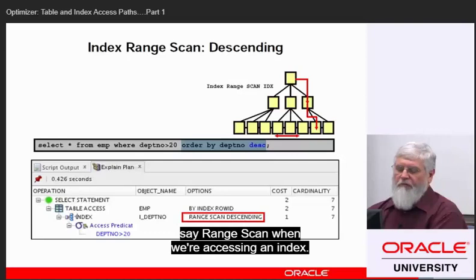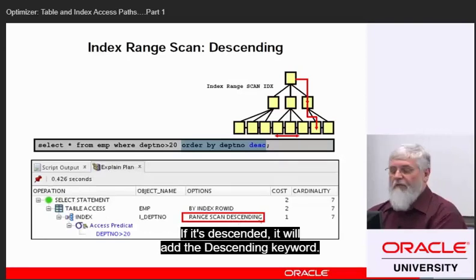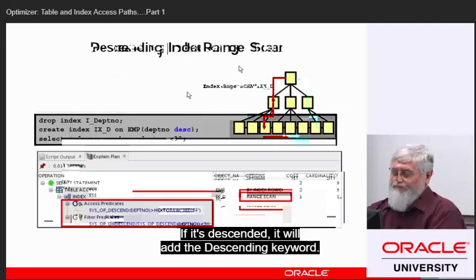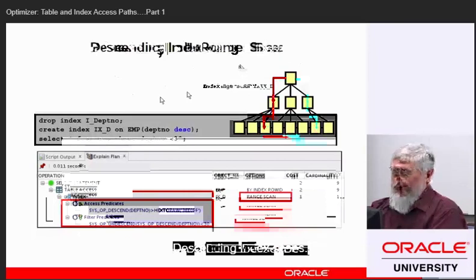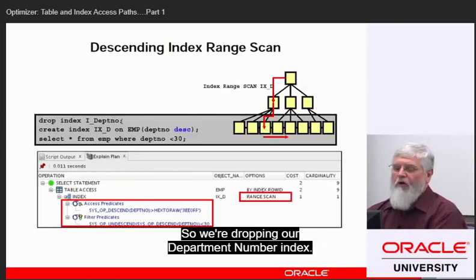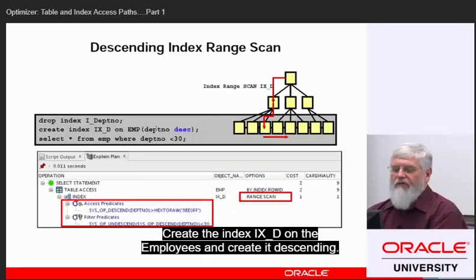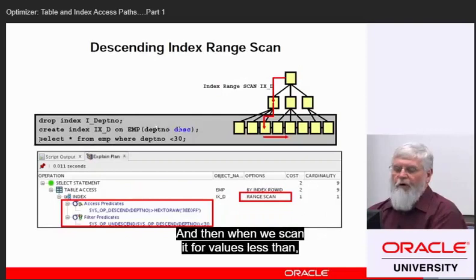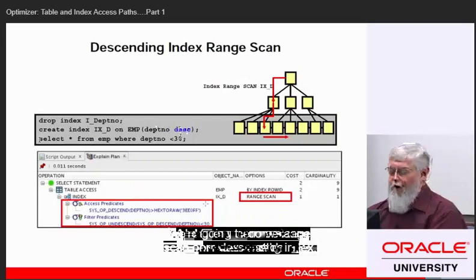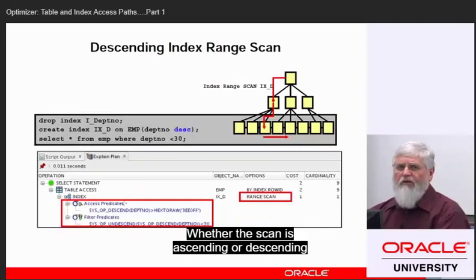Descending index scans, okay. So we're dropping our department number index, and creating the index IDX on the employees table, and creating it descending. And then when we scan it for values less than, we're going to do a range scan on a descending index. Whether the scan is ascending or descending depends on which order the index itself is in. So it changes. So it gets a little confusing, to be honest with you.